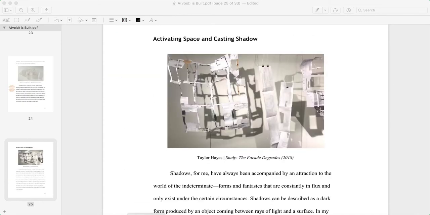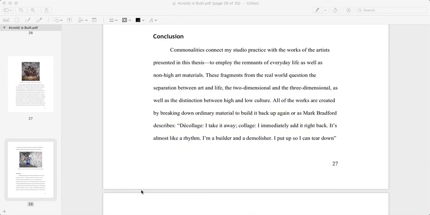And we end with a section that brings those abstract ideas back to the material, where we talk about activating space and casting shadows. And now we've landed at the last section, which is the conclusion. It's a great way to summarize what you've already said in a way that brings the discussion back to your own work.